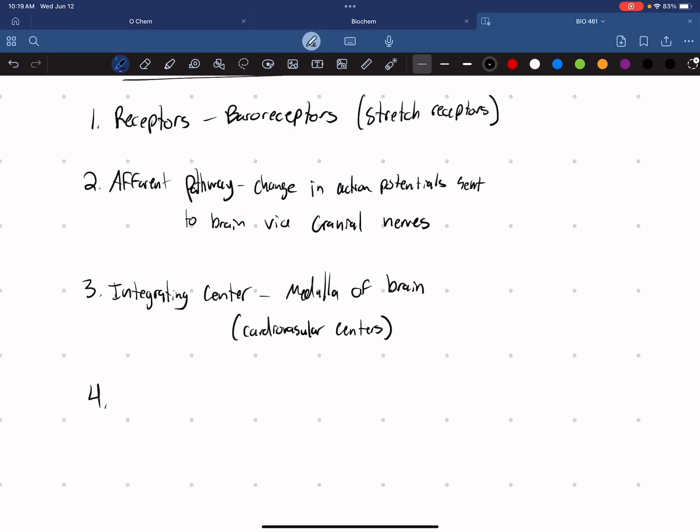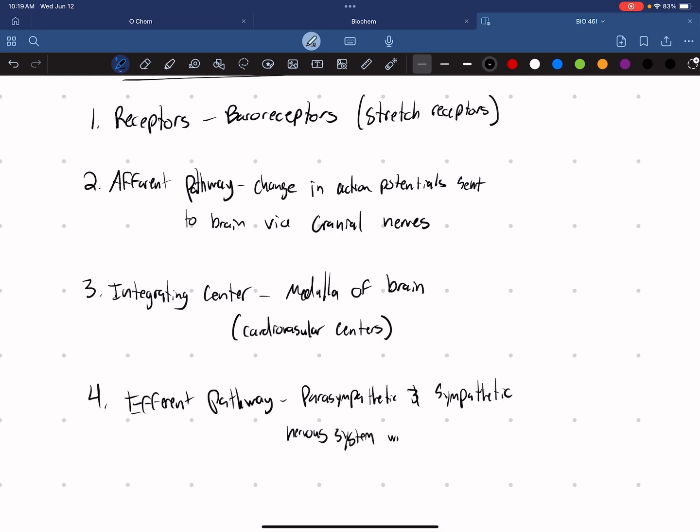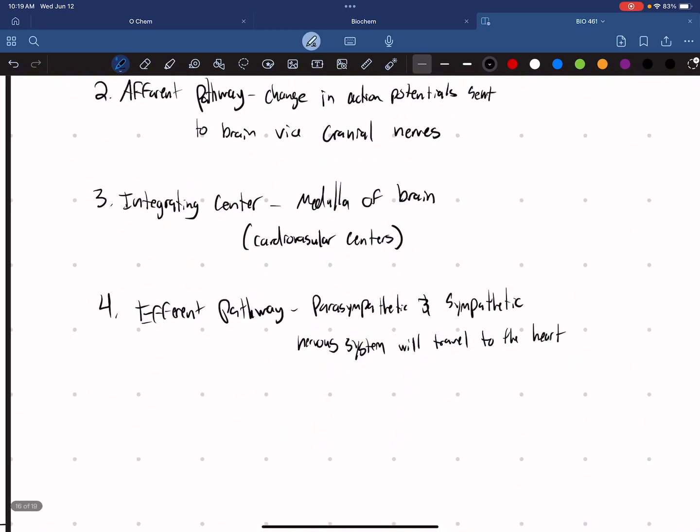So number 4, we have the efferent pathway. And this is where the parasympathetic and sympathetic nervous system will travel to the heart, in order to regulate the contraction, blood pressure, and the things that are happening based on these baroreceptors.